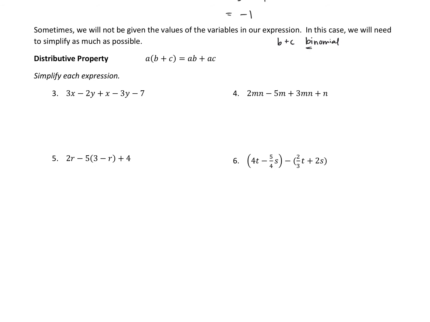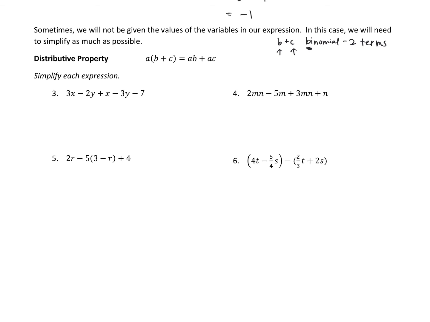So bi means 2, and it has 2 terms. So B is a term and C is a term. So the addition sign separates the 2 terms. So this is called a binomial.